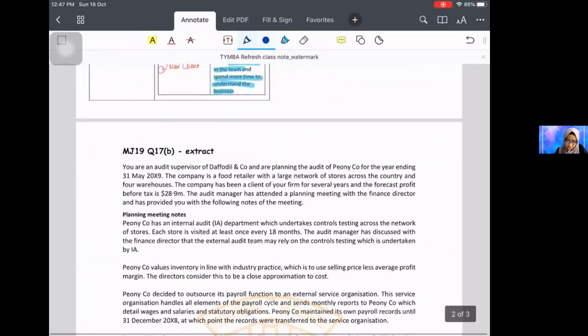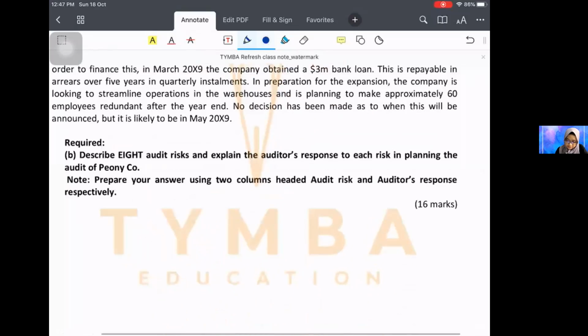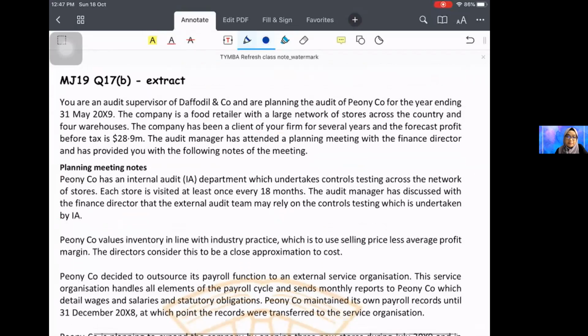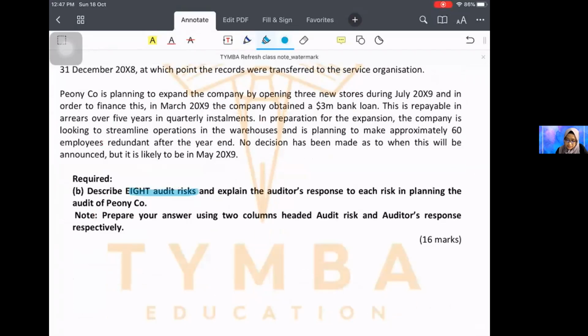Alright. So I think we can move to look at the questions. Okay. So I'm using March, June 1917B, not full questions, just the extract. Required, describe 8 audit risks and explain auditor's response to each risk. So, in order to answer this question, we know that the question is asking you for 2 parts. One is audit risk, another one is auditor's response. So, you should present your answer in a table format.